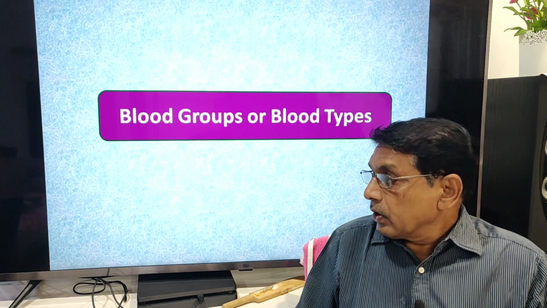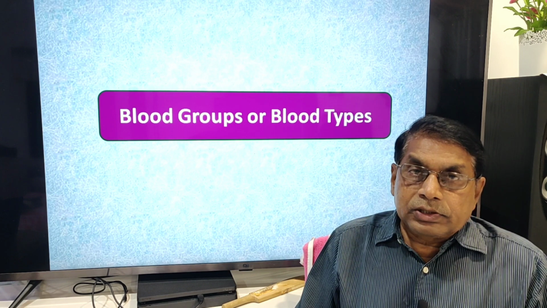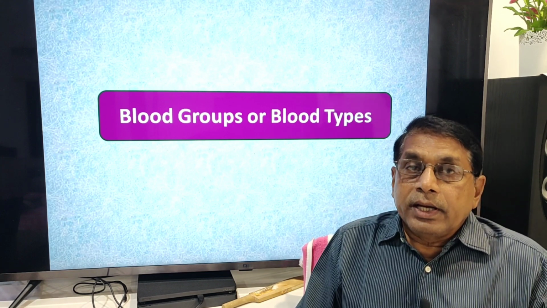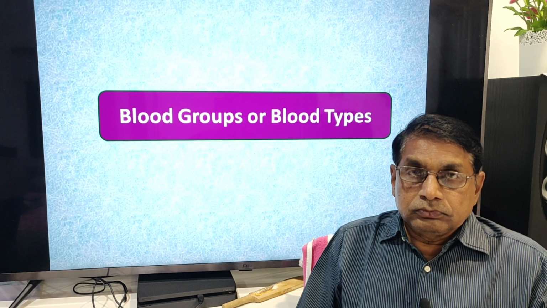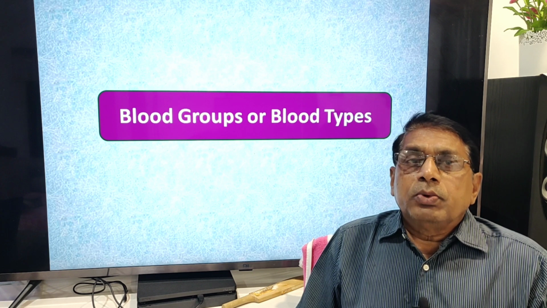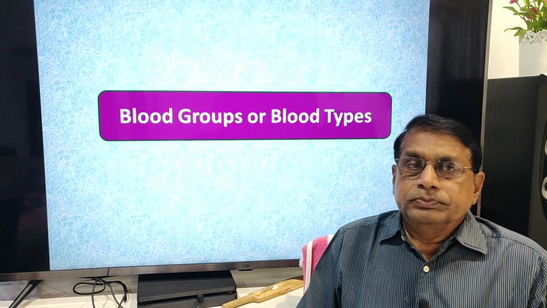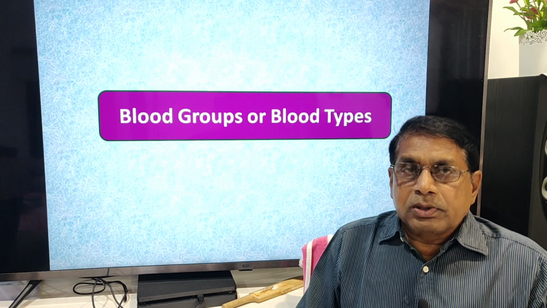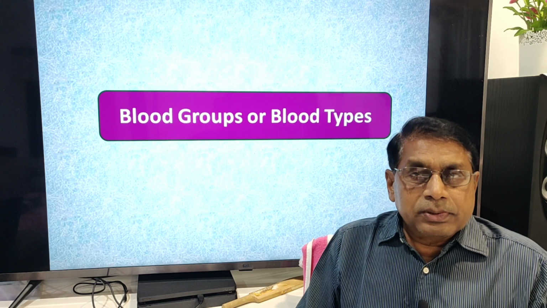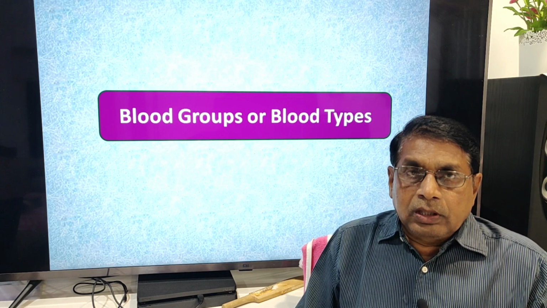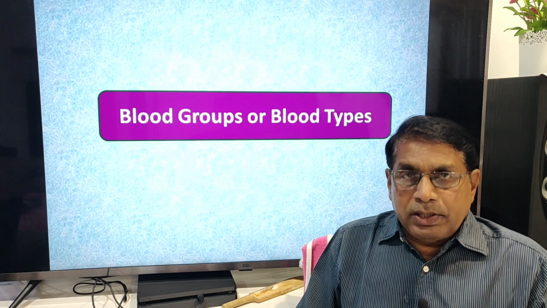Now with this background, let us try to understand the blood groups or blood types. If you take all the human beings, the general composition of the blood is the same. The blood cells, the plasma, the constituents of the plasma, but immunologically, genetically, there are different types. Then how to transfuse the blood?